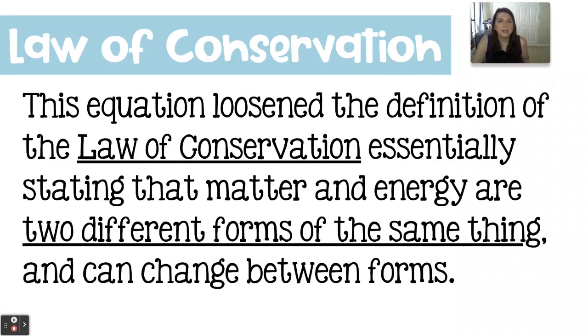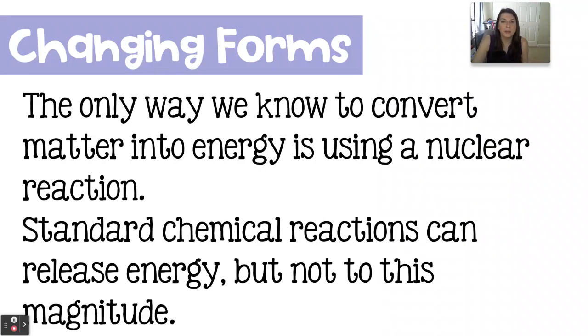All right, so again, the E equals mc squared equation kind of loosened up what the law of conservation actually means. It's that matter and energy are two different forms of the same thing. And we can change between forms, but not really. We can do matter to energy. That's it at this point. The only way that we know to convert matter into energy is by a nuclear reaction. Regular old chemical reactions like synthesis, decomposition, substitution, combustion, those things will release energy a lot of the time, but nowhere near the magnitude of a nuclear reaction.